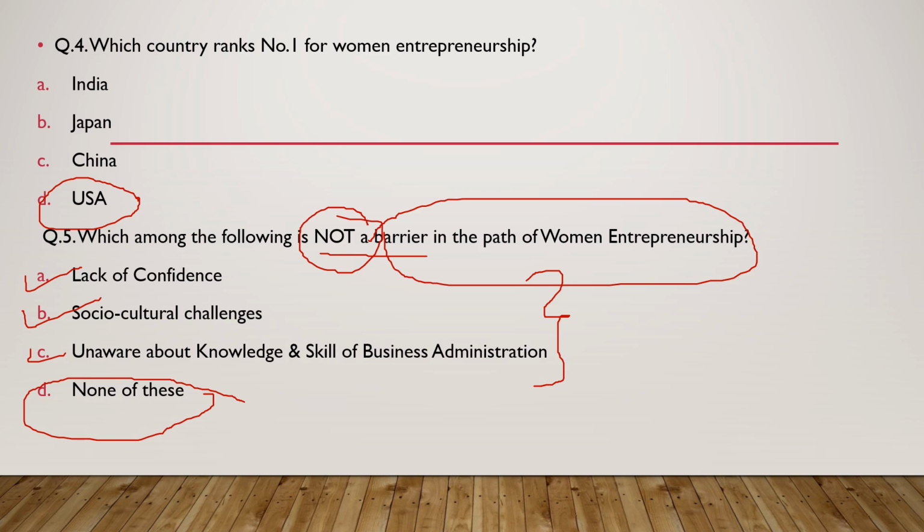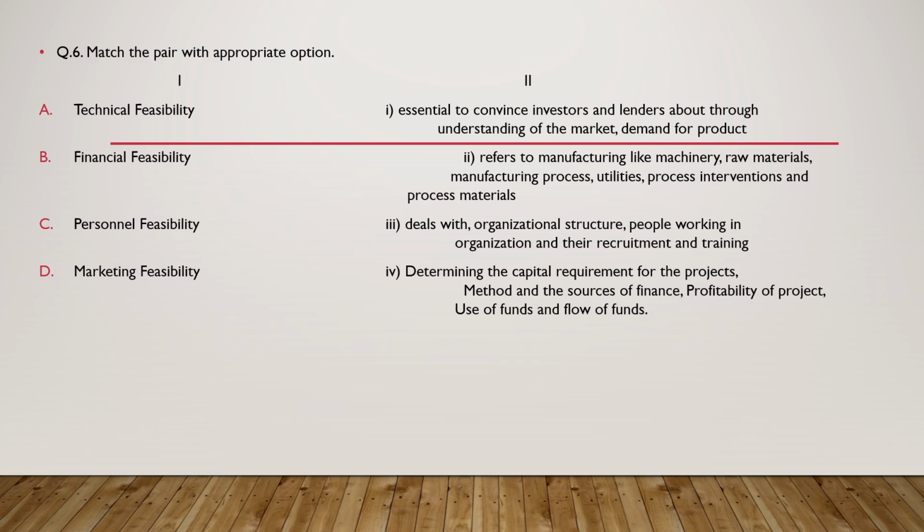That means all three are barriers, and none of these is not a barrier in the path of women entrepreneurship. So this "not" and this "none", you should be very much clear about it, when the "not" is there and what options will be there. If suppose there is "not" and "none of these", what is the meaning of that option, you should be very much clear about it.